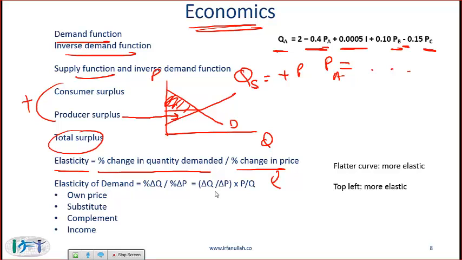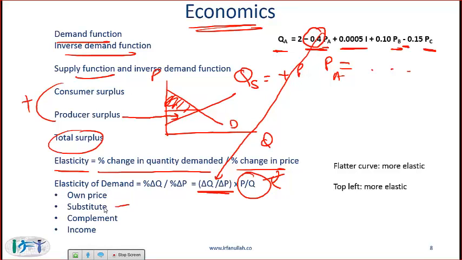You will have to use this change in quantity over change in price times P over Q. The P over Q will be given. So the price will be given at a given point, the quantity will be given, and so you'll have these two. What about the change in Q over change in P? That is simply this coefficient. So the minus 0.4 is what you have over here. This is own price elasticity.